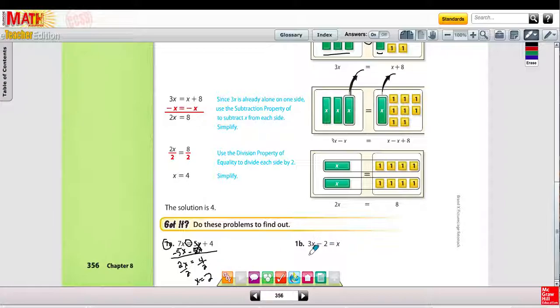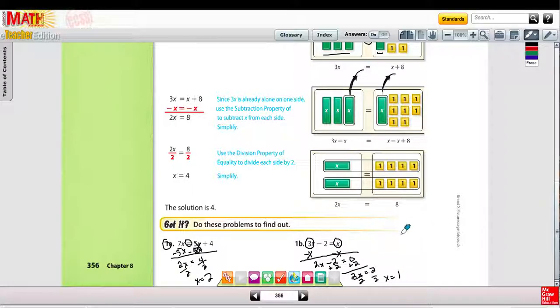Okay. On 1b, we have 3x here and x here. Now you might say, oh, well, I can minus x, minus x. That wouldn't be wrong, it's just you're setting yourself up for more steps. 3x minus x is 2x, minus 2 equals 0. Then you're going to add 2 to both sides and get 2x equals 2. Divide by 2, x equals 1.